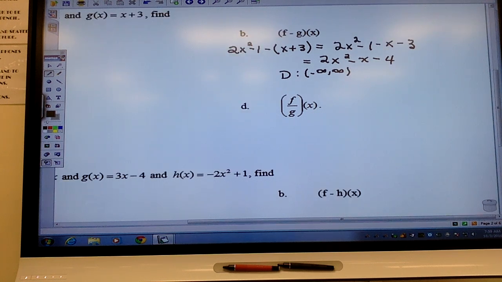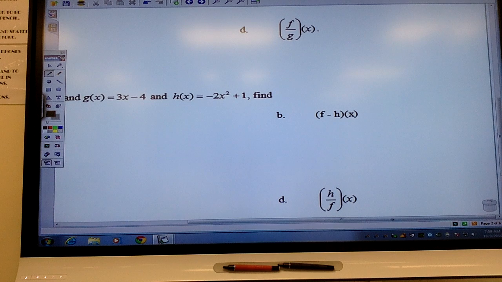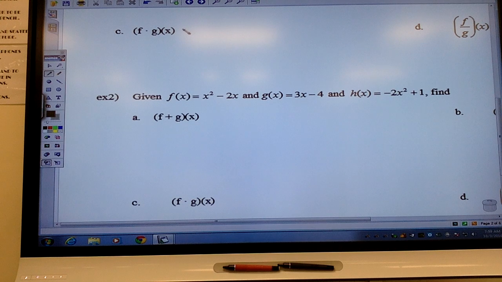Okay, now let's get ready to multiply. Because we have two binomials, our multiplication is pretty much foiling. Make sure that we have enough room. I'll put our expressions to the side. So we'll have 2x squared minus 1 times x plus 3.